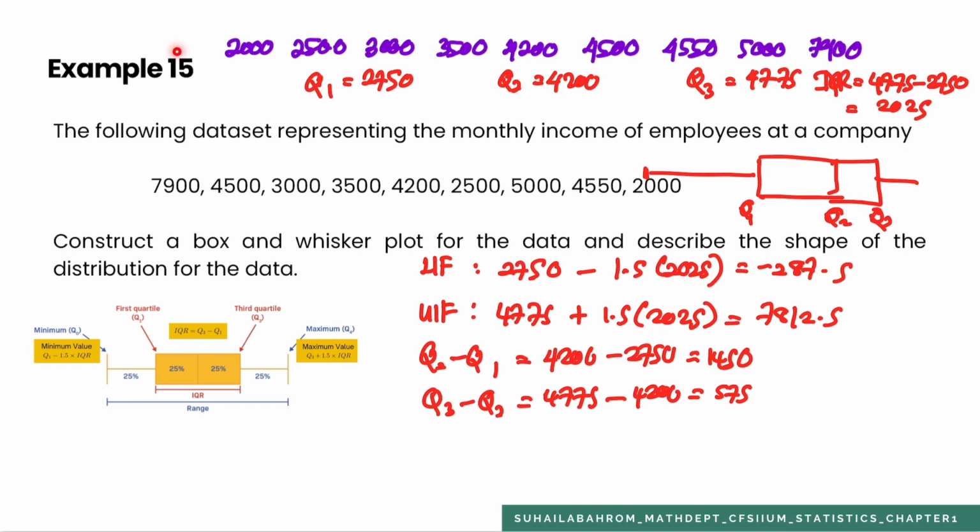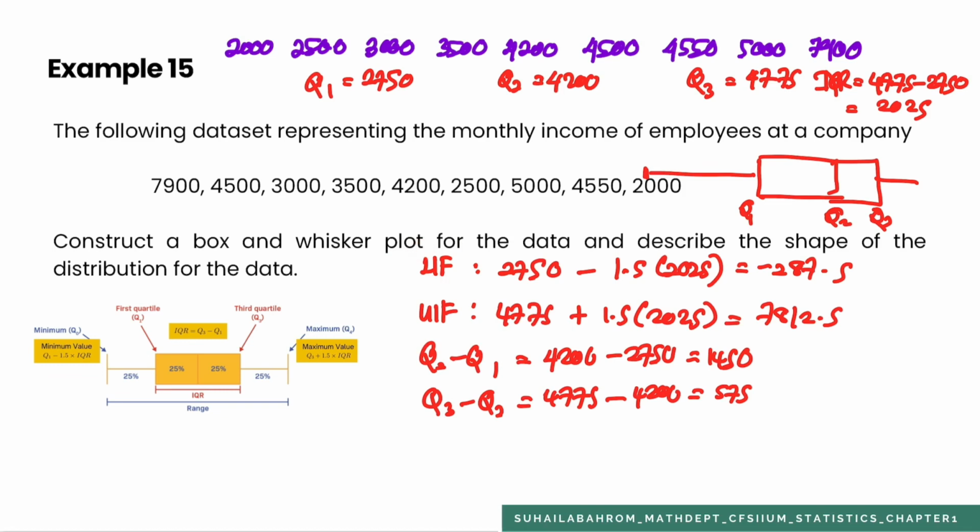When you look at the data set, the smallest value is 2000. And from the calculation of the lower inner fence, the smallest value that you can have is negative 287.5, meaning that we don't have outliers on the left side, because 2000 is bigger than the lower inner fence.